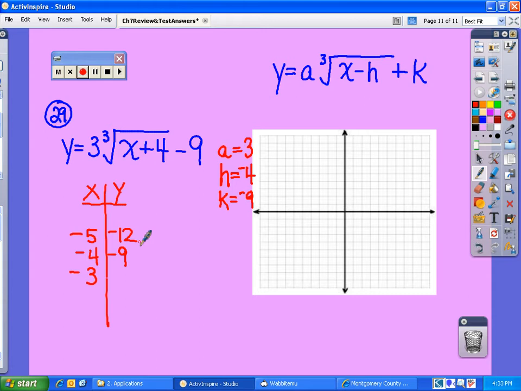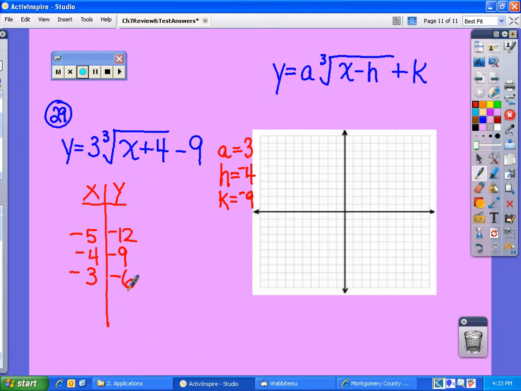If you plug in negative 3 for x, you get negative 3 plus 4, which is a positive 1. The cube root of positive 1 is 1, times 3 is 3, minus 9 is negative 6. Again, if you're wondering where we're getting these values for our table, we're thinking about what numbers we can easily take a cube root of.